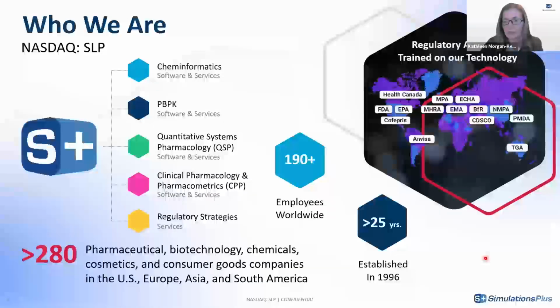Simulations Plus is a leading provider of modeling and simulation software and consulting services supporting drug discovery, development research, and regulatory submissions. In addition to QSP, we offer software and services in cheminformatics, PBPK, clinical pharmacology and pharmacometrics, as well as regulatory strategies. And most recently, we welcome Pro-ficiency into the family, which is involved in clinical trial operations.